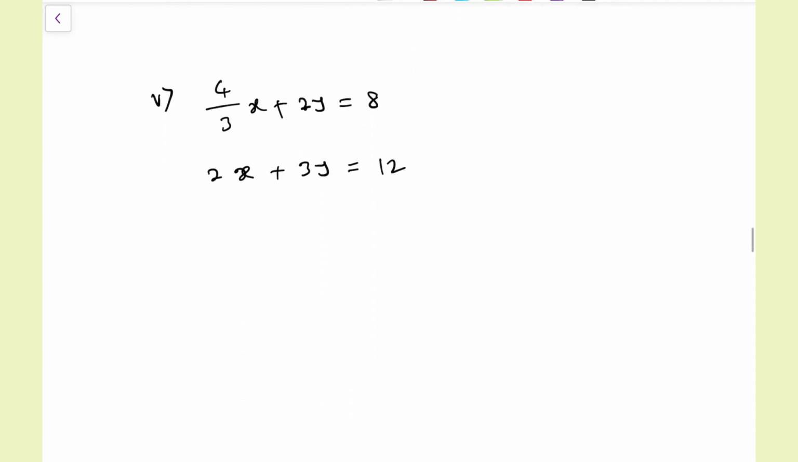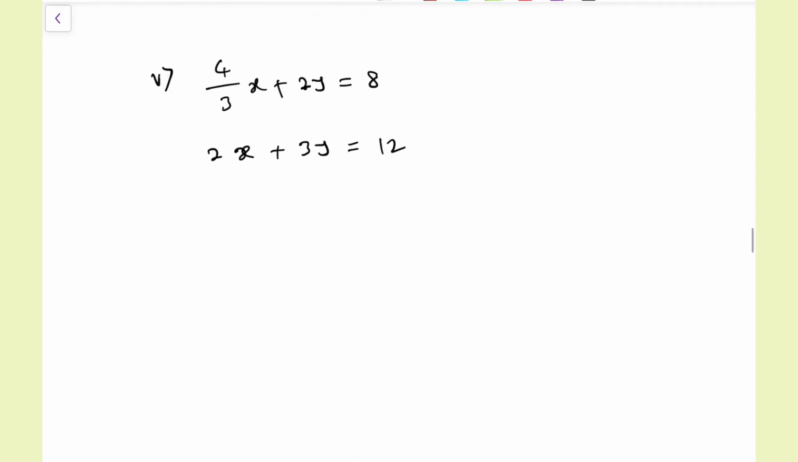Moving to the next question. 3x plus 2y equals 8, and the second equation is 2x plus 3y equals 12.